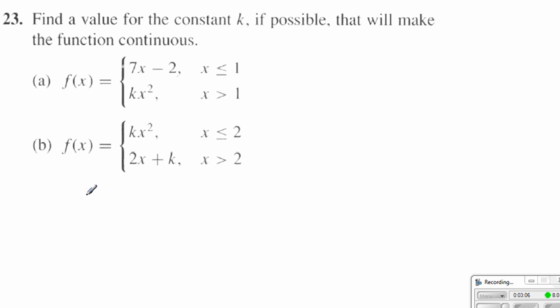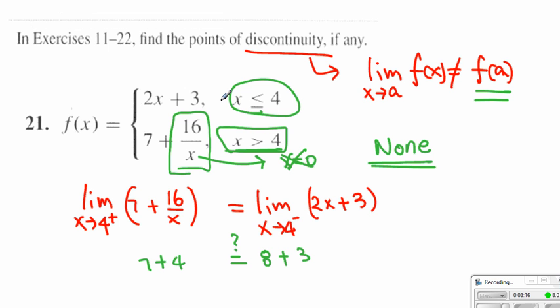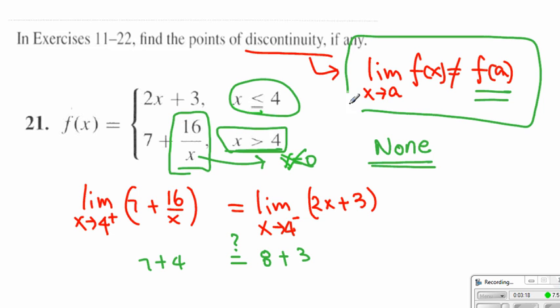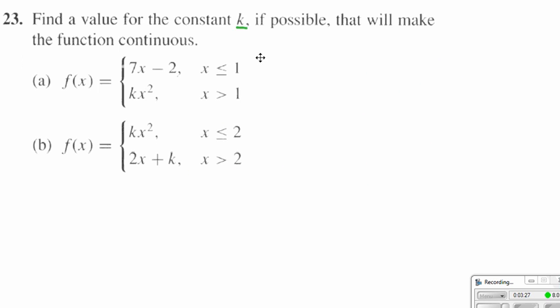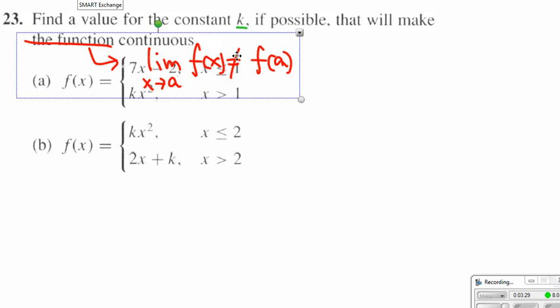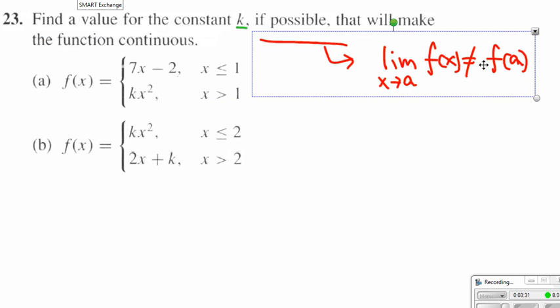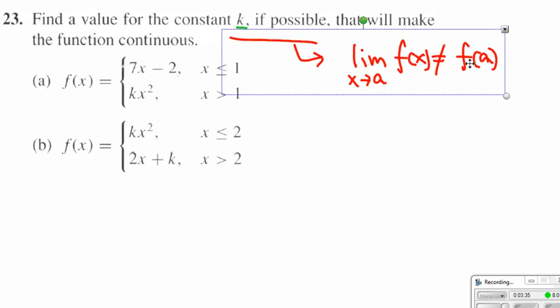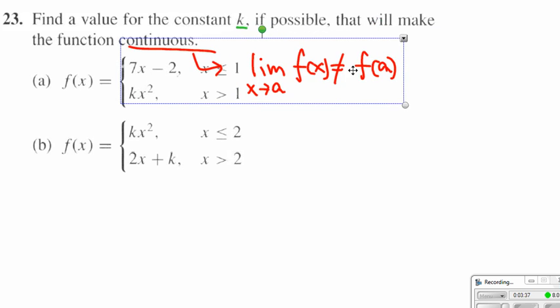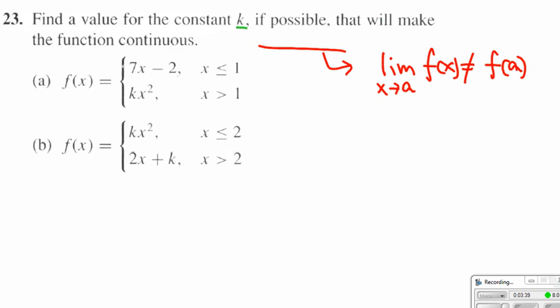All right, let's look at the second one. We need to find the constant k, if possible, that will make the function continuous. So we're going to use the definition from earlier. It is given. This will be the definition once again. I'll just copy this once again and bring it over to the next page. The fact that it is continuous means this one. I'm just going to put this one on the side.